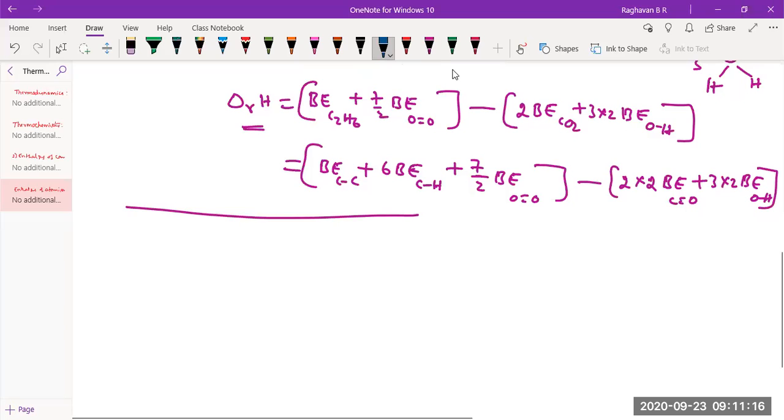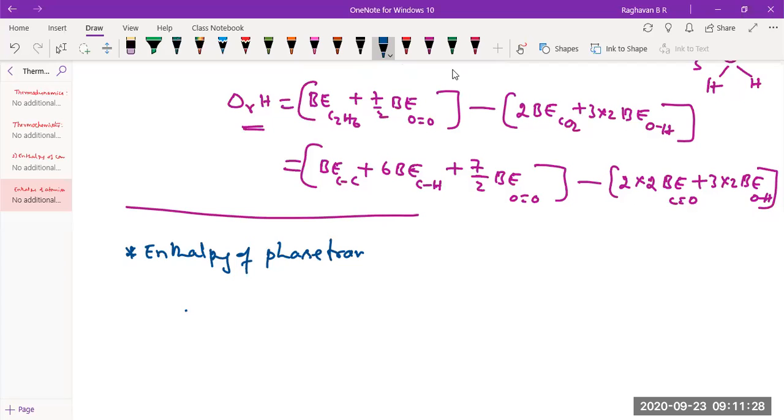For example, enthalpies of phase transition, we say. Enthalpy of phase transition. Phase transition means what? When a substance changes from one phase, one physical state, to another. What do you mean by, for example, enthalpy of vaporization? It is a change in enthalpy when 1 mole of a liquid converts to gaseous state at its boiling point. Correct? No? That is vaporization, because vaporization is liquid to gas.